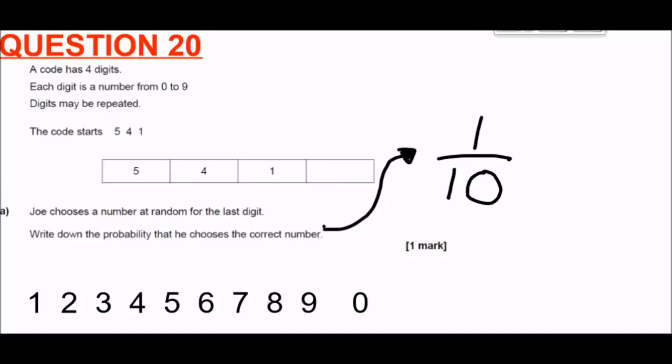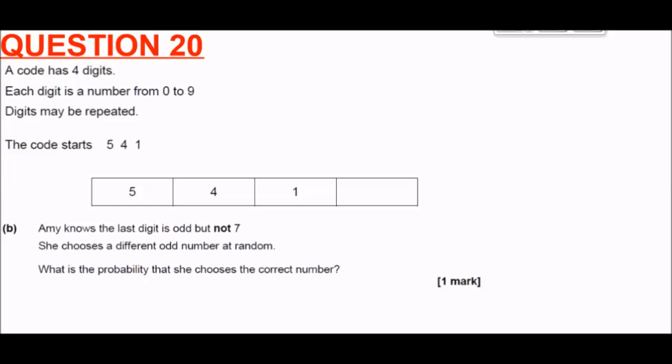Part B of question 20. Again, the same code. Now Amy knows a bit more than he did. Amy knows that the last digit is odd, but not 7. So just thinking of the odd numbers: 1, 3, 5, 7, and 9. But Amy knows the last digit is odd, but not 7. So because it's not going to be 7, we can cross off 7 from the list. So how many odd numbers are left? The answer is you've got 4 odd numbers left, 1, 3, 5, and 9.